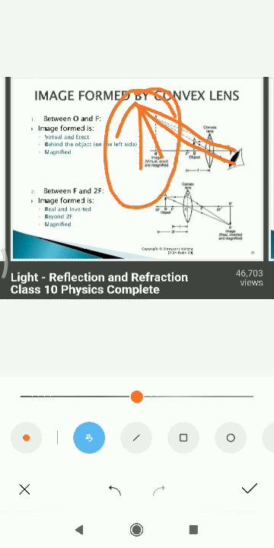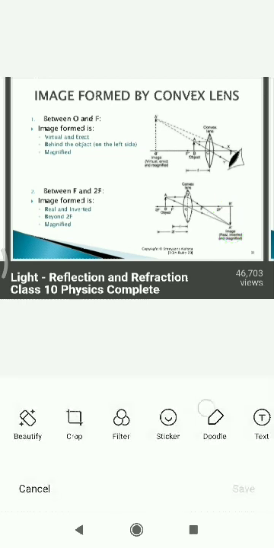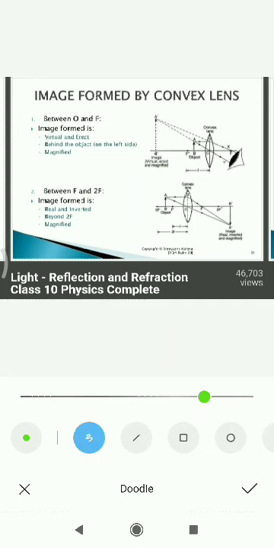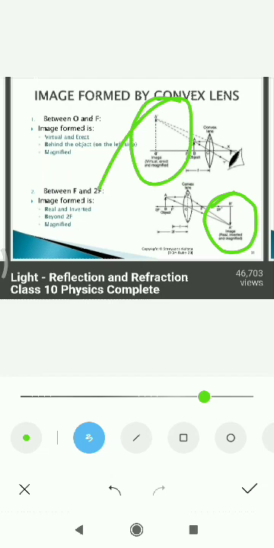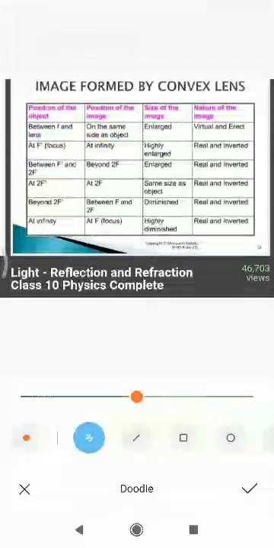So a virtual and erect image would be considered positive, and inverted negative, because they are going to the left side. Between F and 2F, if this is like this, here the image is inverted, so it is negative. Beyond 2F and magnified. Here also it is magnified, here also it is magnified. It's quite easy to remember. All these drawings will be done and will be shared through WhatsApp.